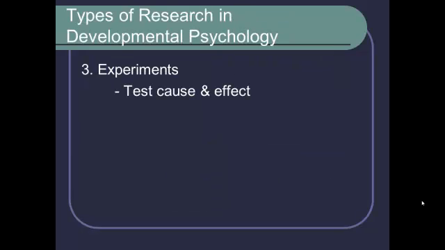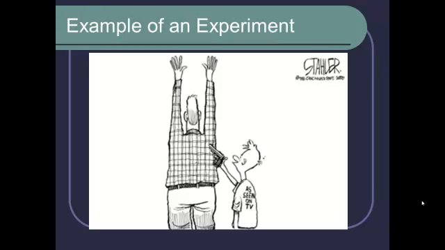Now third, we have the experiments. Experiments are where we can test cause and effect. The reason that we can test cause and effect is because we as researchers will manipulate variables in this study, whereas with descriptive research and correlational research, we're simply measuring, either to describe or look for the relationship, but we don't manipulate. So let's do an example to show what I mean by manipulation.